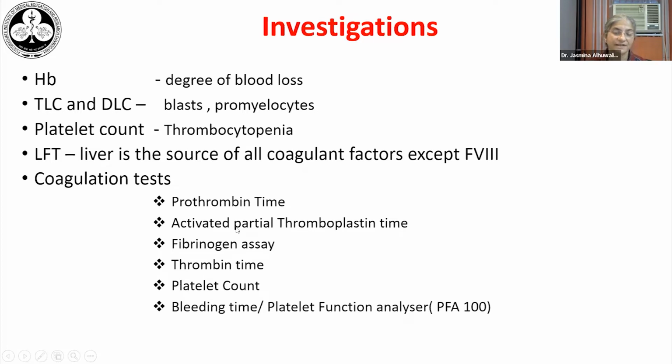The preliminary coagulation screen comprises these tests: the prothrombin time, the activated partial thromboplastin time, the fibrinogen assay, the thrombin time, the platelet count, and the bleeding time, or an alternative to that, the assessment by a platelet function analyzer. The last test is not so commonly done because the bleeding time lacks standardization. It's difficult to do and is very observer dependent. And the platelet function analyzer is not very sensitive, neither is it very specific, and it's an expensive piece of equipment that is not readily available, at least in our country.